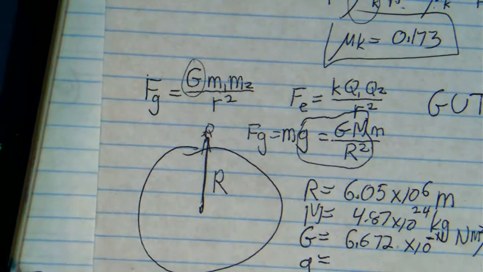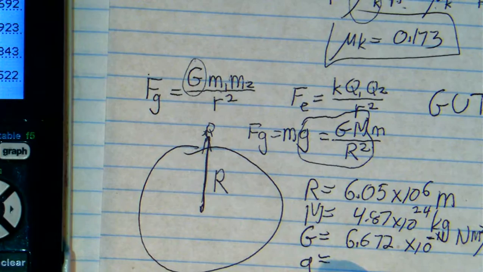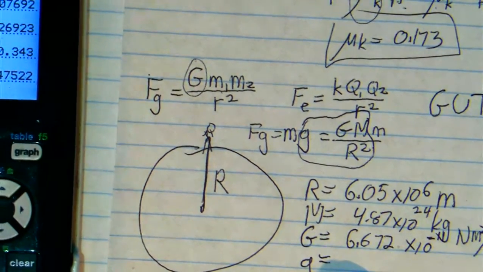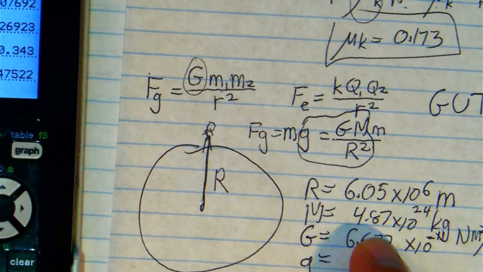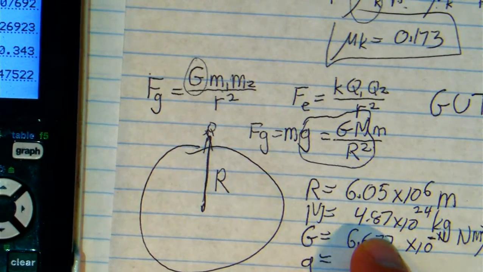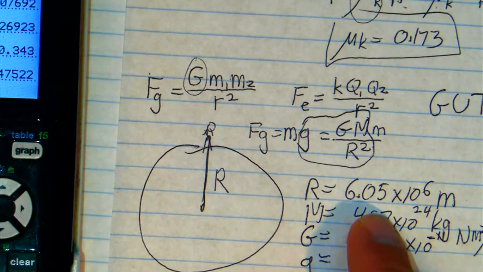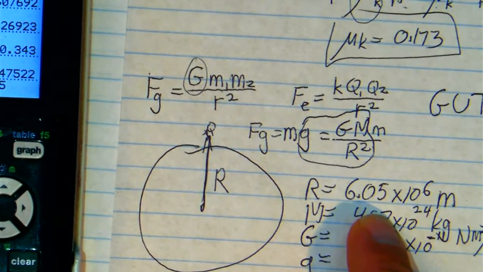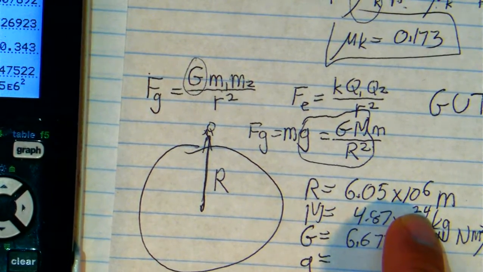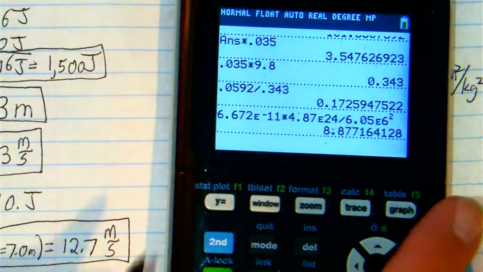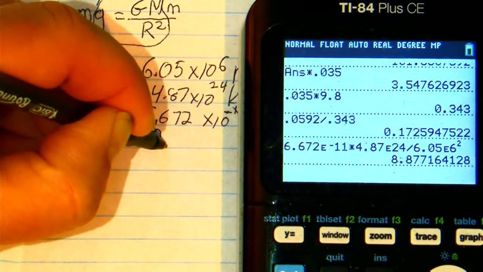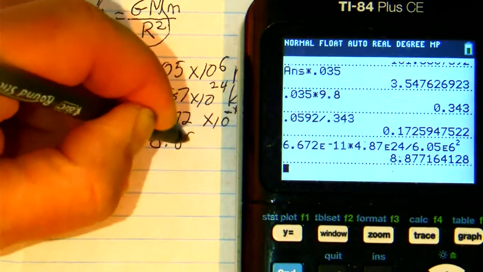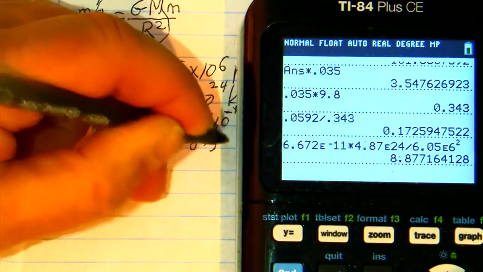I'm not going to bother writing it out because I'm going to save time. I'm going to go 6.672 times 10 to the negative 11th times 4.87 times 10 to the 24th power divided by 6.05 times 10 to the 6th power squared, enter. And my calculator shows the acceleration due to gravity on the surface of Venus is 8.88 meters per second squared.